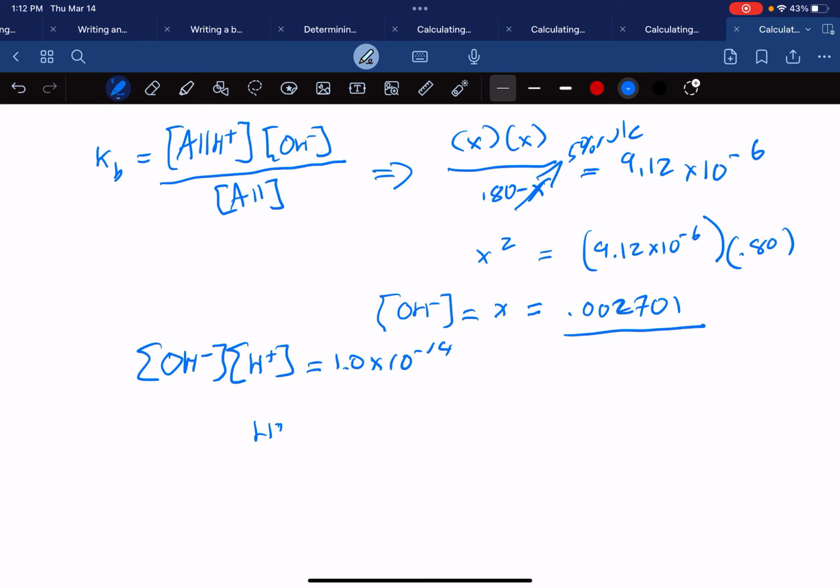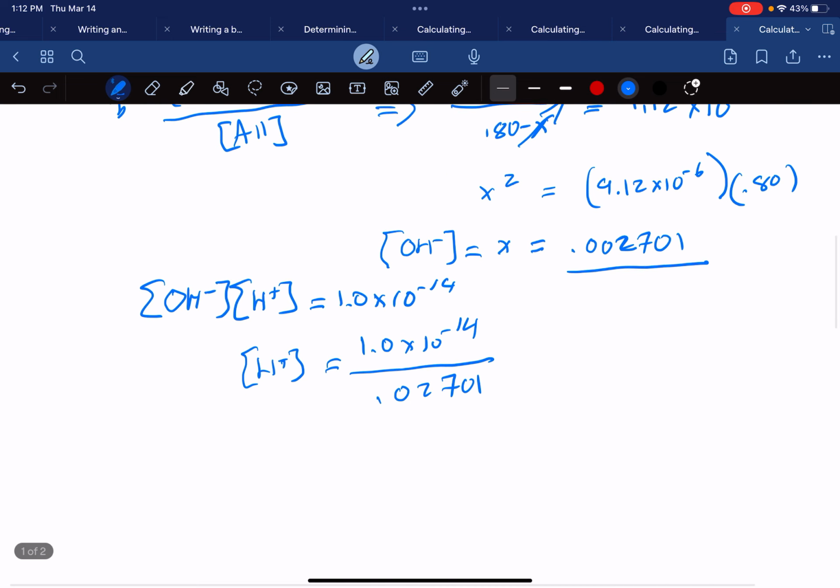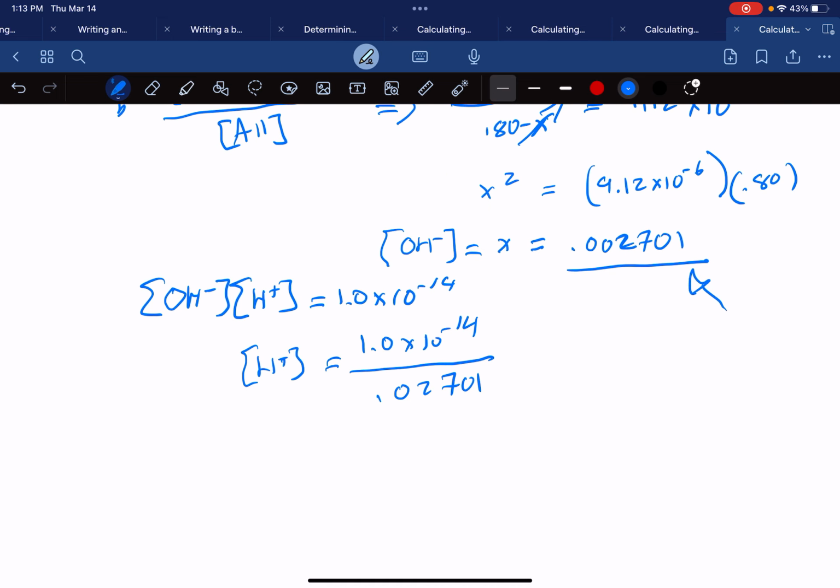I'm going to write H plus, and by the way, that's also equal to H3O plus, equals 1.0 times 10 to the negative 14, and we're going to divide that by 0.02701. It's okay to keep extra significant figures right here and just do our sig figs at the very end of the problem. In fact, that's the way we typically encourage you to do it. And when we solve for our H plus concentration, we're going to realize that it is equal to 3.739 times 10 to the negative 12. Again, this was all done off screen, and this is the molarity of it.